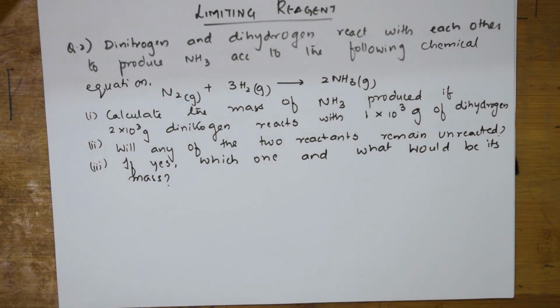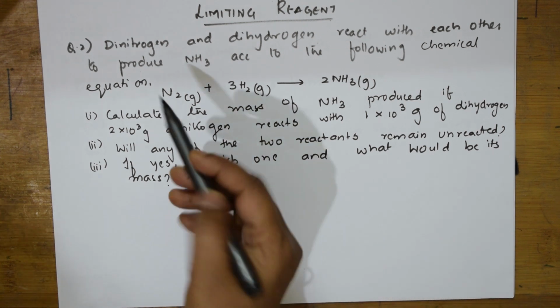So let's come back and start solving numericals which are based on limiting reagent. We've already seen what actually a limiting reagent is. The reactant which is consumed the most is the limiting reagent, isn't it? So let's read this question and see how to do the numerical.